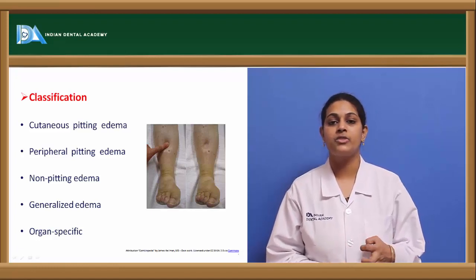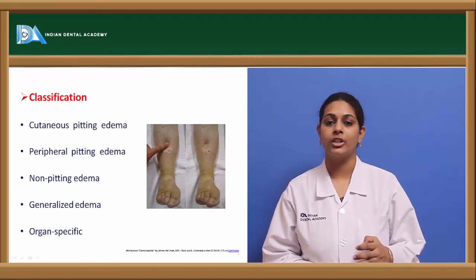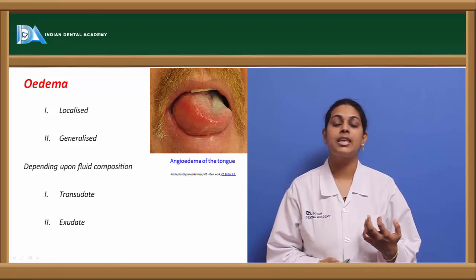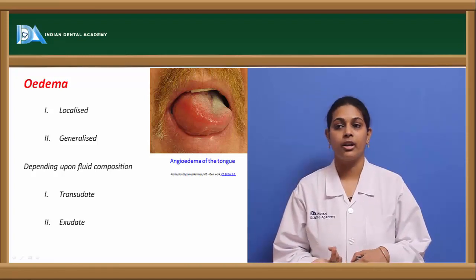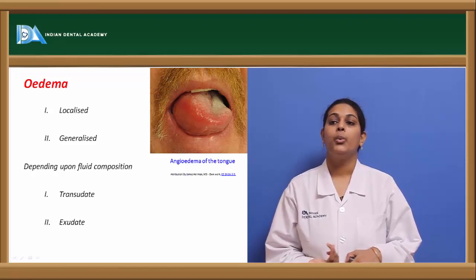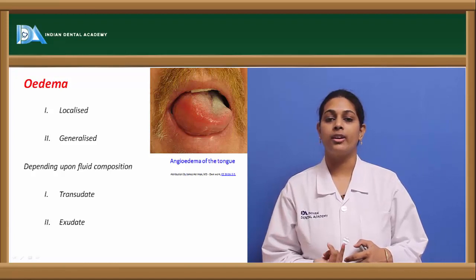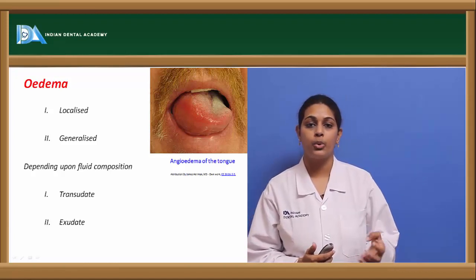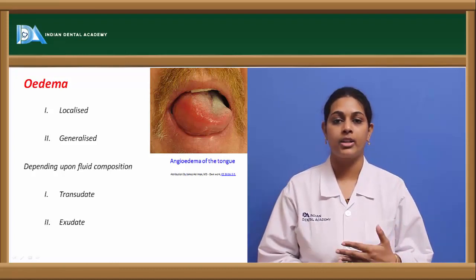Coming to organ-specific conditions, where only particular organs are affected with edema formation, it could be localized to one particular organ, where we see edema localized to the tongue in the picture, or it could be generalized, where the entire body can be affected. Based on the composition of the edematous fluid, it can be classified into transudate and exudate.